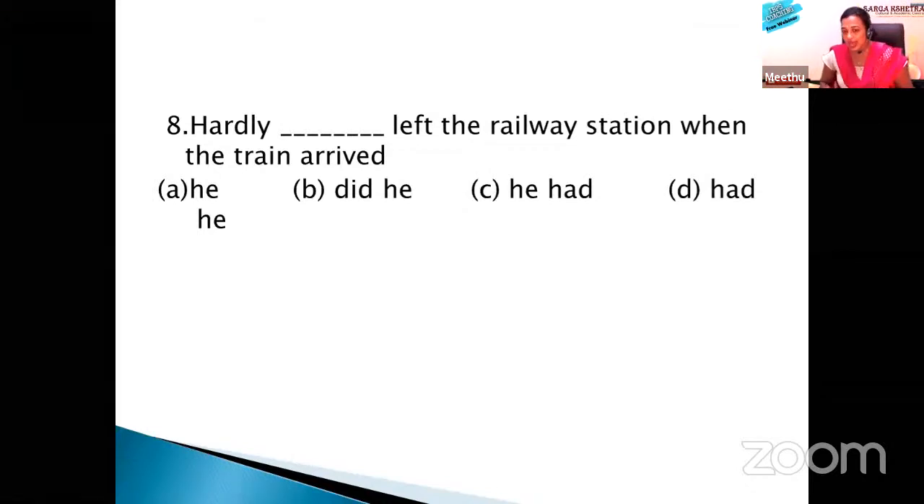When two actions are happening in a sentence, I repeat, when two actions are happening in a particular sentence, you should use past perfect. "Hardly dash left the railway station when the train arrived."